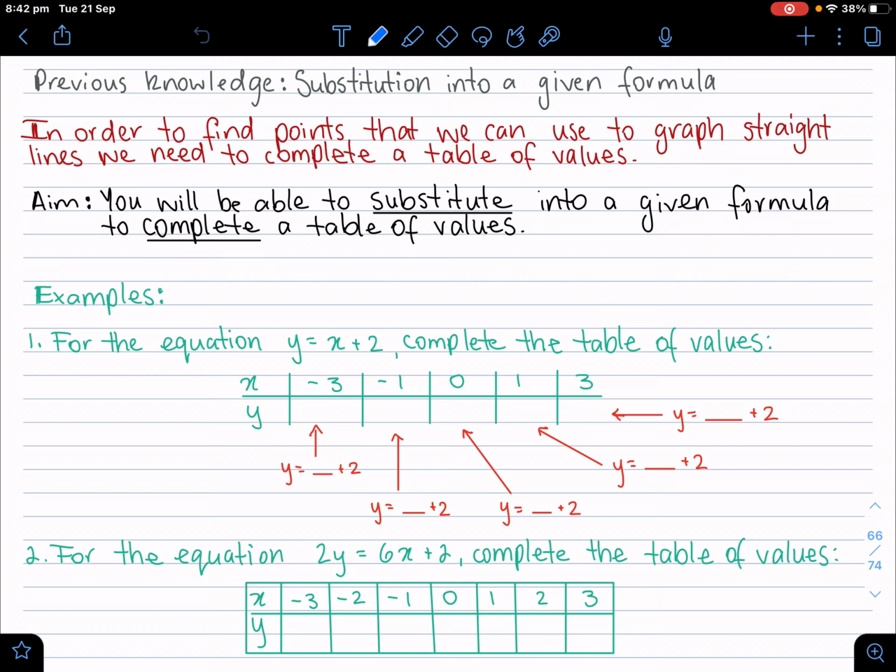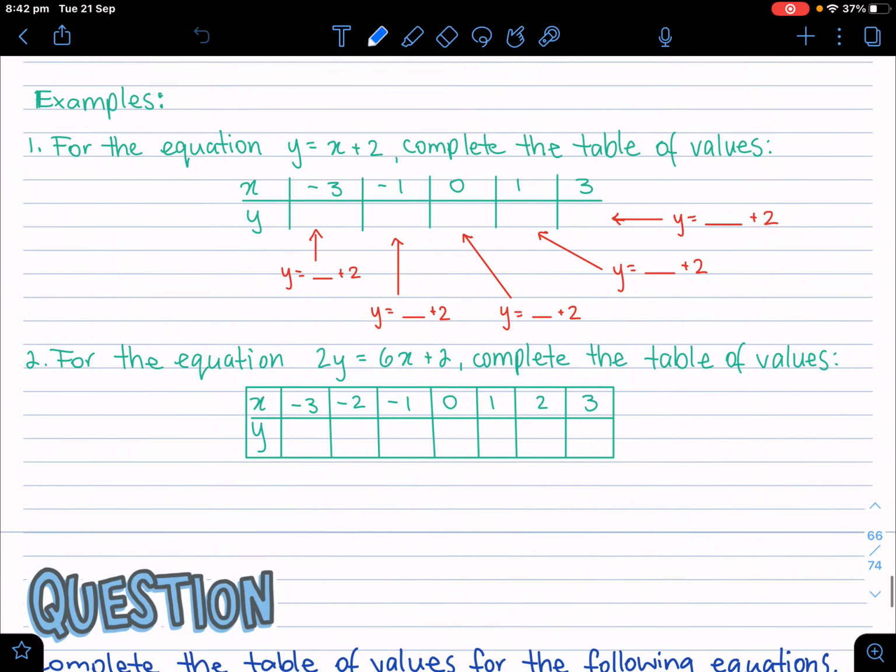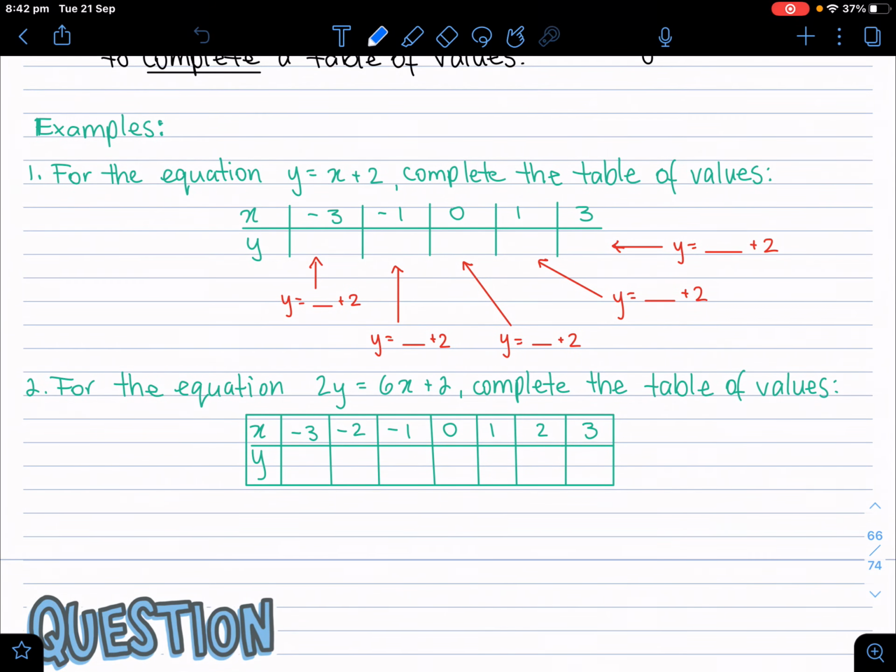So let's go into what we're trying to aim for in this video. At the end of this video, you should be able to substitute into a given formula in order to complete a table of values. Let's jump into the examples and hopefully it makes a little bit more sense.